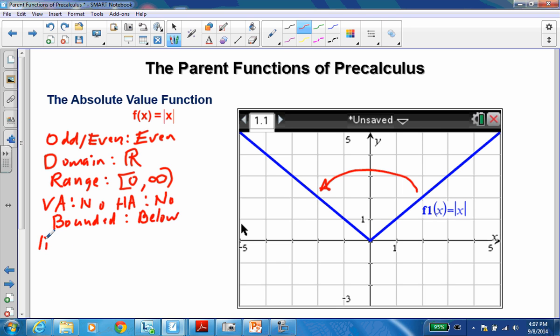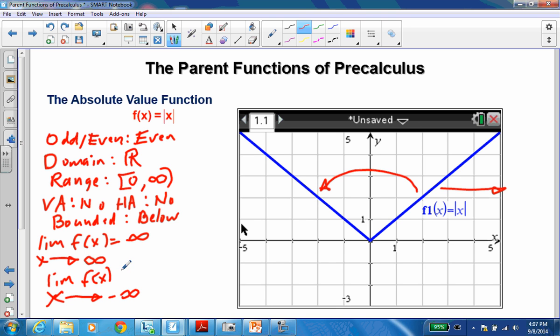And we have the limit as x approaches infinity of f of x equals, as x approaches infinity, what do we go up to? Infinity. Limit as x approaches negative infinity of f of x is also infinity. And if you go look at your quadratic parent function, you'll see the same characteristic there, right?